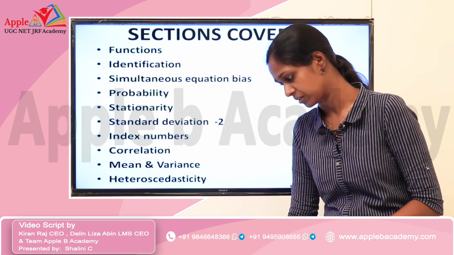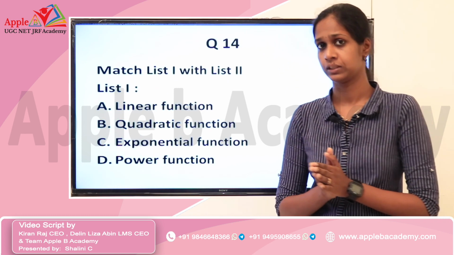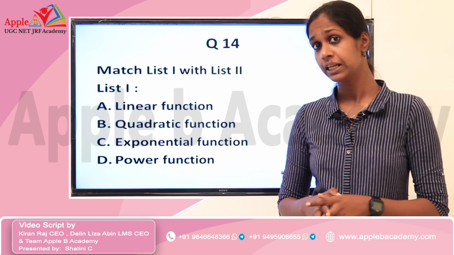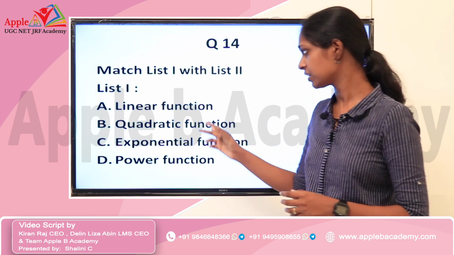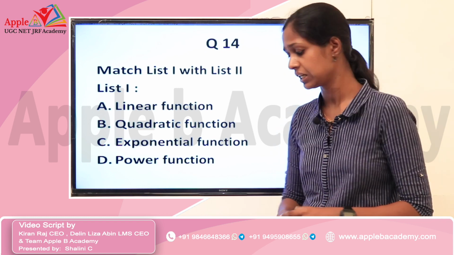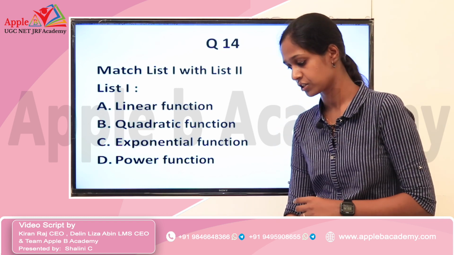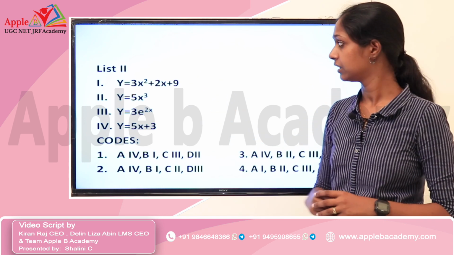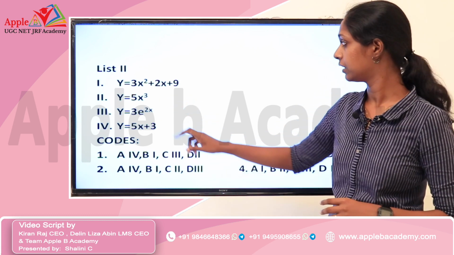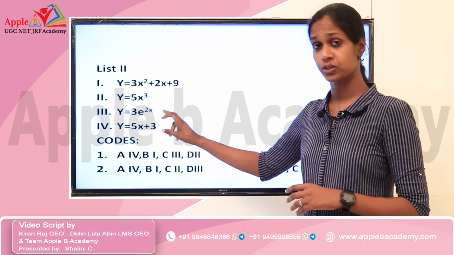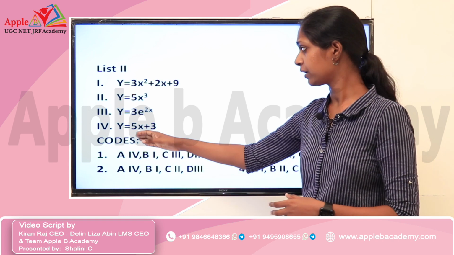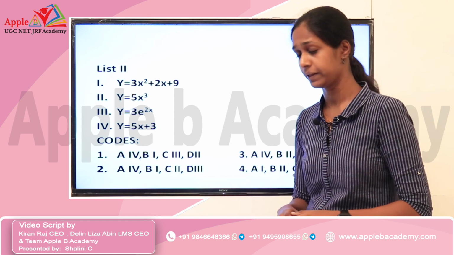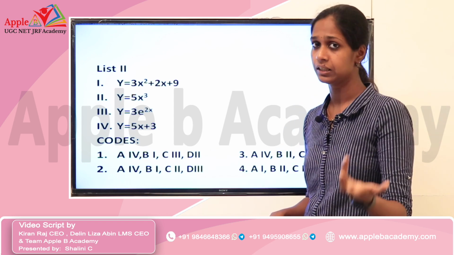Now moving on to the question. Question 14 was a match the following question. We have match list 1 with list 2. So in list 1 we have linear function, quadratic function, exponential function and power function. Matching with list 2, we have y equal to 3x square plus 2x plus 9, y equal to 5x cube, y equal to 3 e to the power of 2x, and y equal to 5x plus 3. And we have the following codes. So we need to match list 1 with list 2.